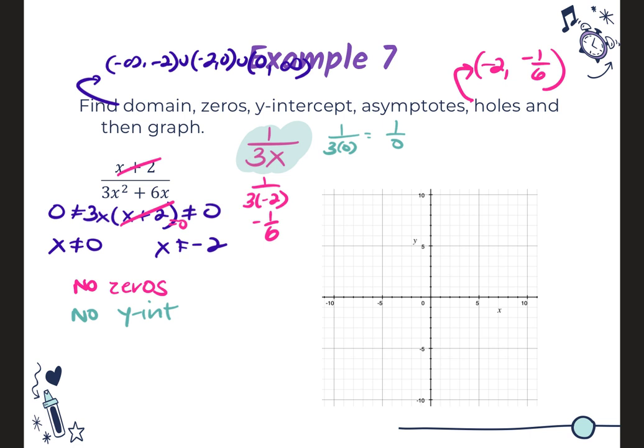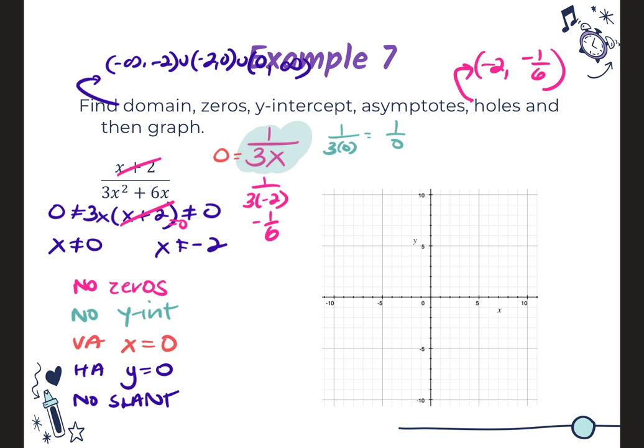To get my vertical asymptote, I'd set the bottom equal to 0, and my vertical asymptote occurs at x equals 0. The exponent in the top is 0. The one on the bottom is 1. That means the top is smaller than the bottom, which means there's a horizontal asymptote at y equals 0. And it means there's no slant.